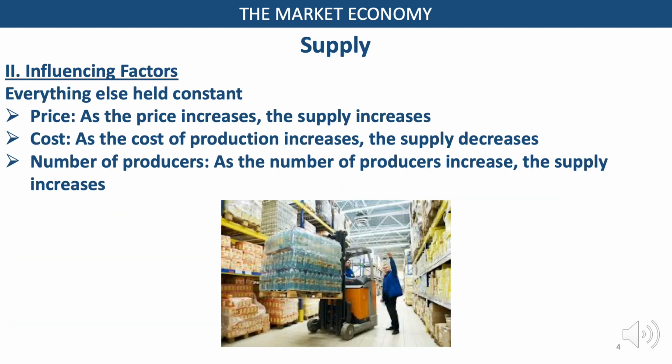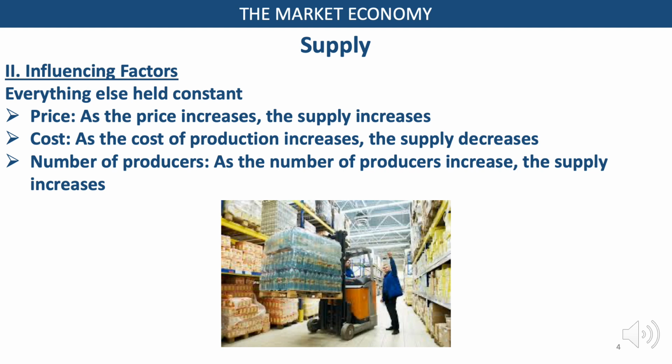The influencing factors on supply, keeping everything else constant, are the price, the cost, and the number of producers. First of all, the price. As the price increases, the supply increases. As in, when we have higher prices, then we will have more supply. The reasoning behind it is that when we increase the price and keep everything else constant, then our profit margin increases. Therefore, we will have more tendency to produce as we are going to profit more, therefore, the quantity of supply will increase.